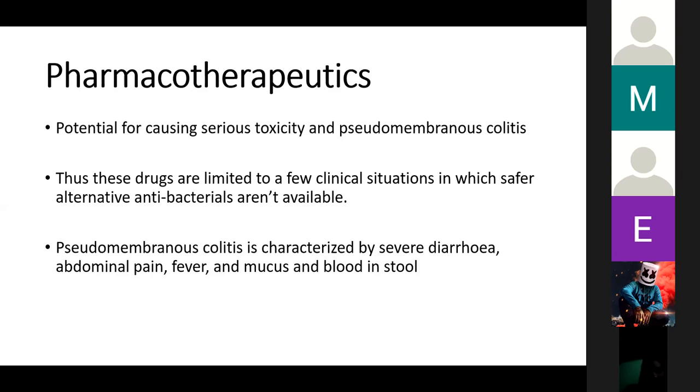So they are only limited to the few clinical situations where there's no alternative. And what is pseudomembranous colitis? It is characterized by severe diarrhea, abdominal pain, fever, mucus, and blood in the stool. So when you prescribe clindamycin, you should warn the patient about these side effects: the severe diarrhea, the abdominal pain, the fever, the mucus, and the blood in the stool. Mucus and blood in stool sort of mimics dysentery.